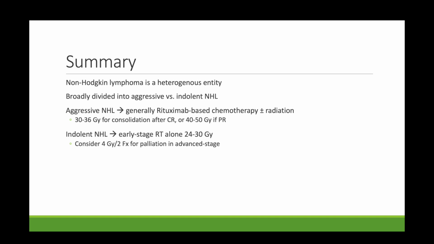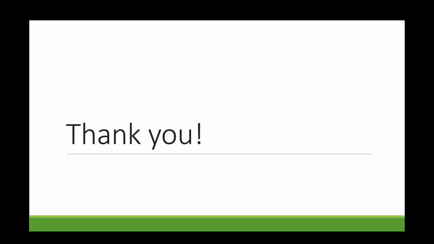For indolent non-Hodgkin lymphoma, so grade 1 to 3A follicular lymphoma, for example, for limited stage disease, we can treat with radiation alone. 24 gray is sufficient. Oftentimes textbooks will say 24 to 30 gray. And if patients have advanced stage disease, we can consider the boom-boom regimen, which is 4 gray delivered in 2 fractions just for palliation. I hope this was a helpful overview.